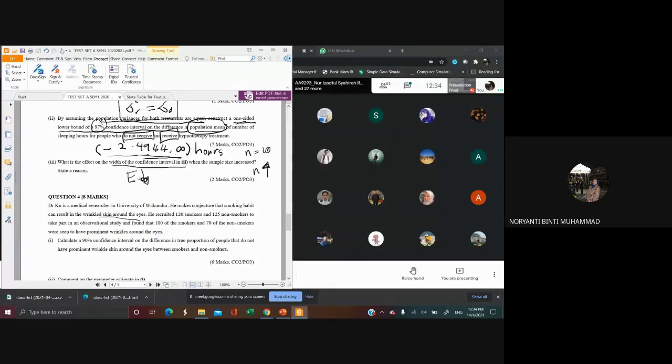He recruit 120 smokers and 125 non-smoker. So you can see here, you ada smoker, you ada non-smoker. Here 120, here 125. To take part in an observational study and found that 100 of smokers and 70 of non-smoker were seen to have prominent wrinkles around the eyes. So daripada 120 smoker, ada 100 yang ada kedut mata dia. 70 yang ada kedut kat mata dia. Alright?